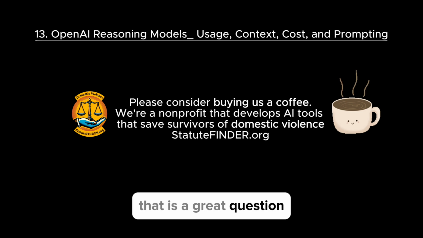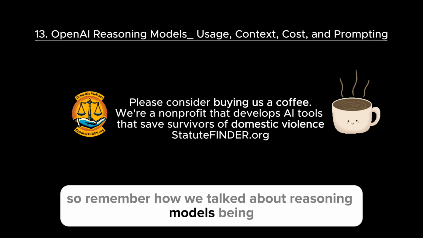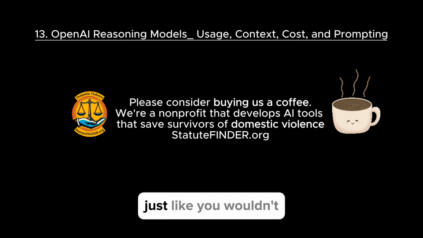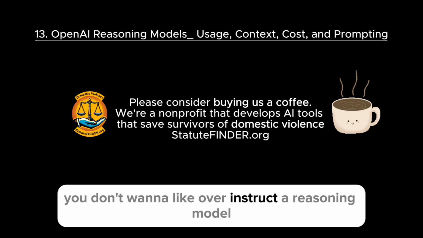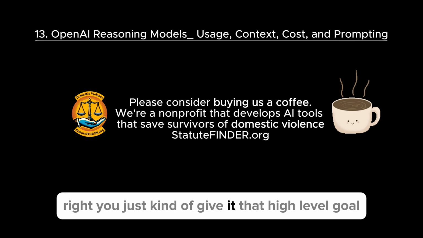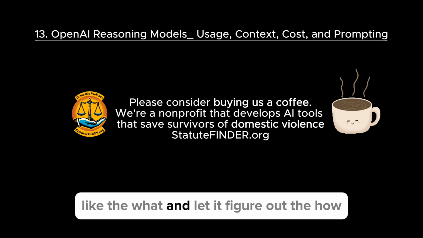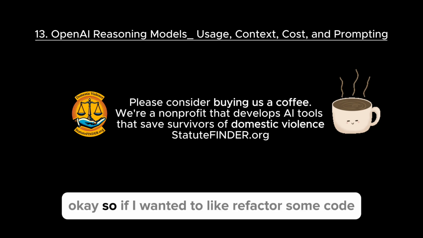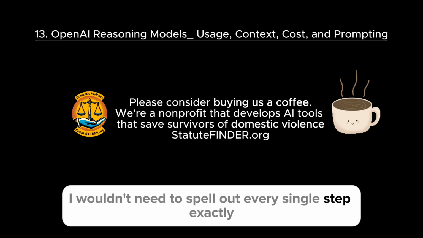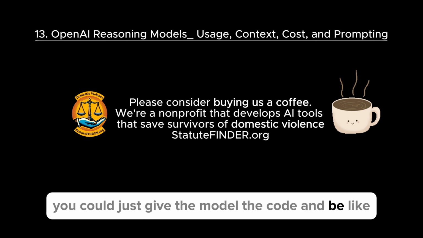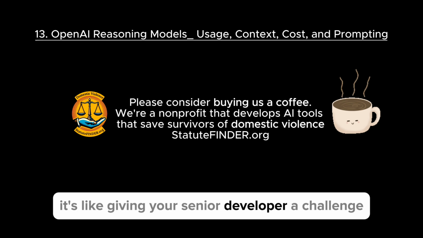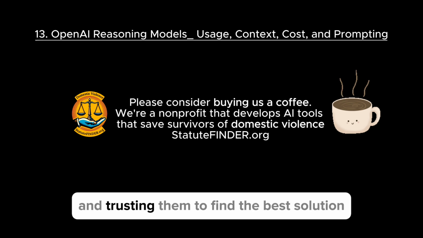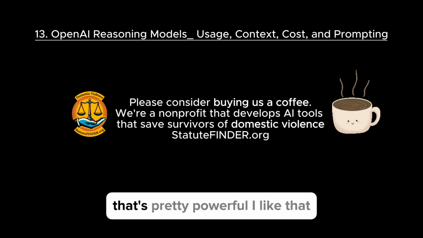That is a great question. Remember how we talked about reasoning models being like your senior developers? Just like you wouldn't micromanage a senior developer, you don't want to over-instruct a reasoning model. You just give it the high-level goal, the what, and let it figure out the how. So if I wanted to refactor some code, I wouldn't need to spell out every single step. Exactly. You could just give the model the code and say, make this more efficient or improve the readability. It's like giving your senior developer a challenge and trusting them to find the best solution. That's pretty powerful. I like that.